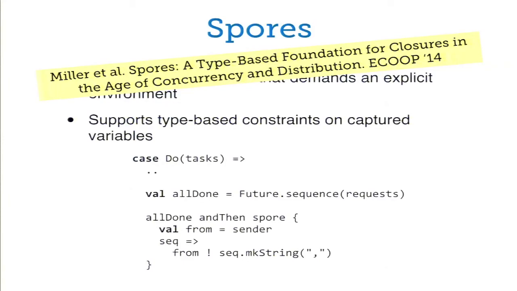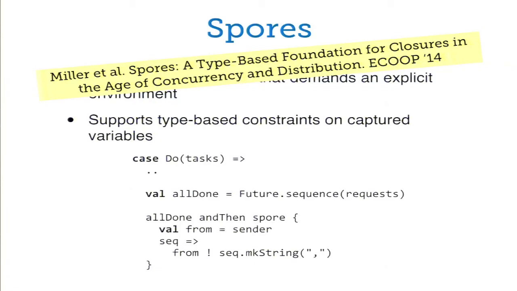But essentially, the way we can fix this previous problem is to say, for our all done future, instead of just passing a closure, we pass a spore. The spore looks like a closure with an additional header. The header essentially specifies the captured variables. So in this case, what we're capturing is whatever the sender is, storing that in this from, and so that's now fixed at the time when the spore is created.